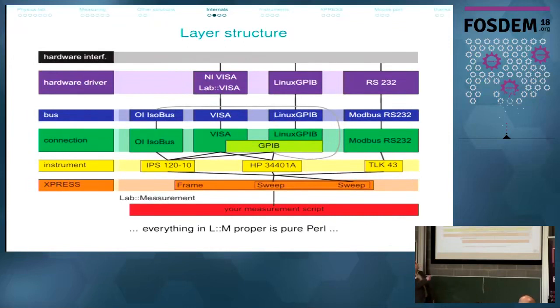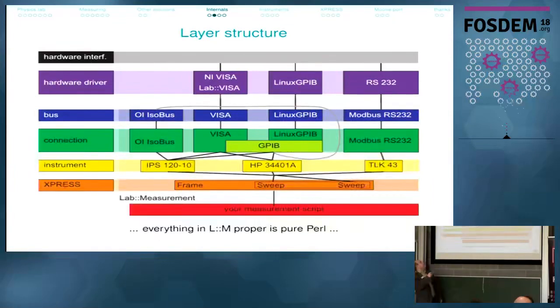Everything here in this gray box is the actual lab measurement distribution. So we start up here with the actual hardware. Then we have hardware drivers or library bindings. For example, the serial port, that's just the Linux kernel or the operating system. Linux GPIB would be a set of kernel modules that is also a separate distribution. This is a commercial library.